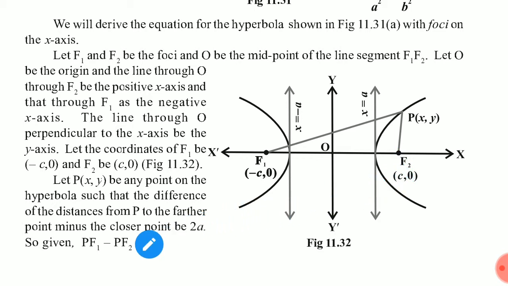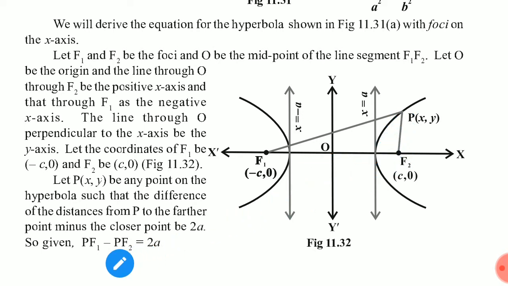The first distance is PF1 and the second distance is PF2. The difference PF1 minus PF2 is always equal to 2a. Now we have to find the distance PF1. We can find it by taking triangle PF1F2. The x coordinate is x, so F2O is x and OF1 is c. So the total distance is x plus c, and the other side is y, because y is the coordinate. Using the Pythagoras theorem, PF1 is the square root of (x plus c) square plus y square.